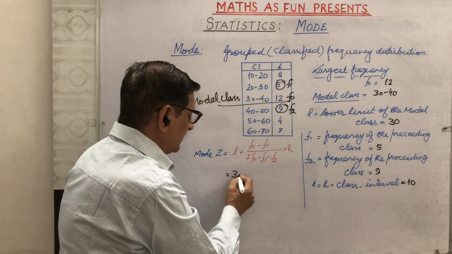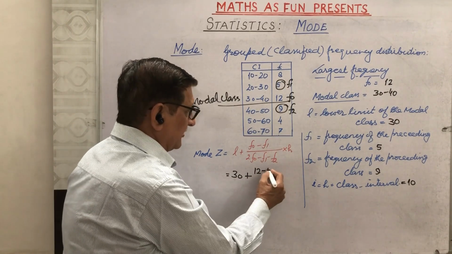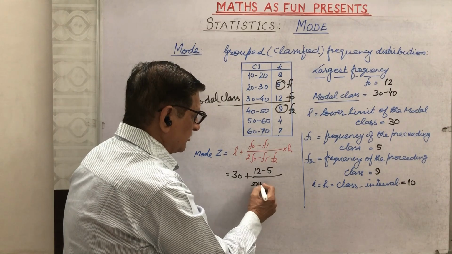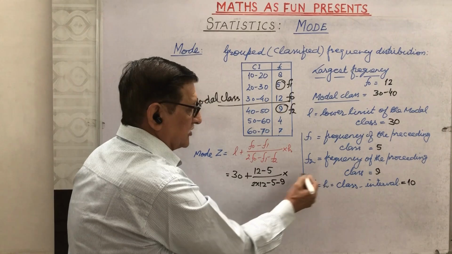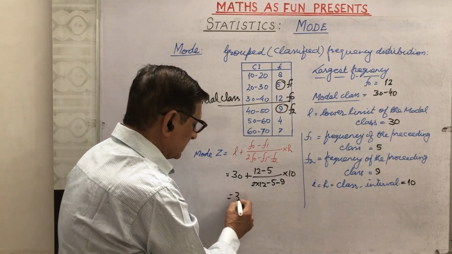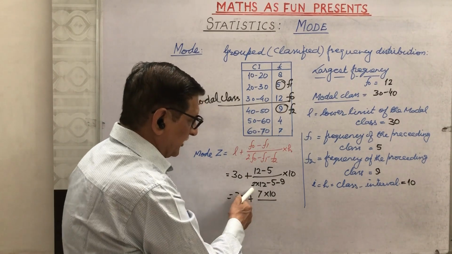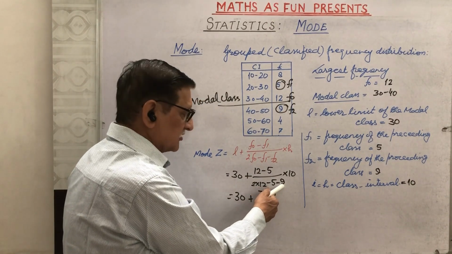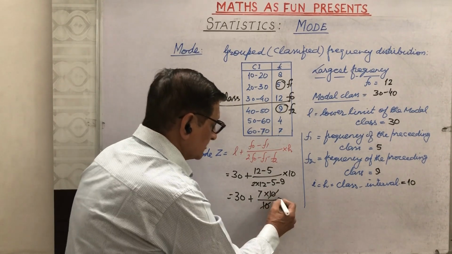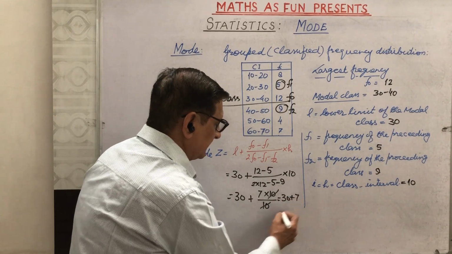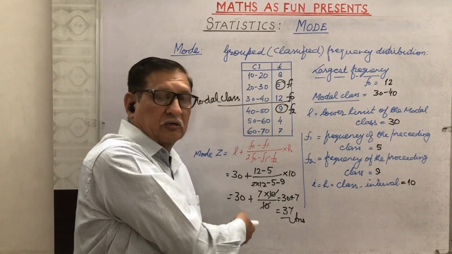L here is 30 plus (F0 12 minus F1 5) upon (2 into 12 minus 5 minus F2 is 9) into H, that is 10. Calculating this, 30 plus 7 into 10 upon 24 minus 5 minus 9, that is 10. And this 10 and 10 cancel, so the value comes to 30 plus 7, which is equal to 37. This is the mode of this particular distribution.